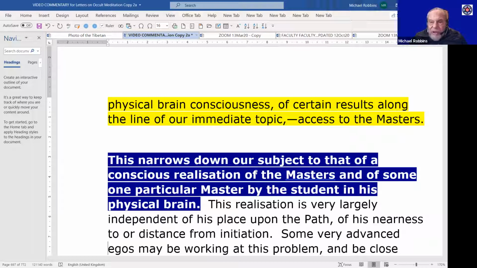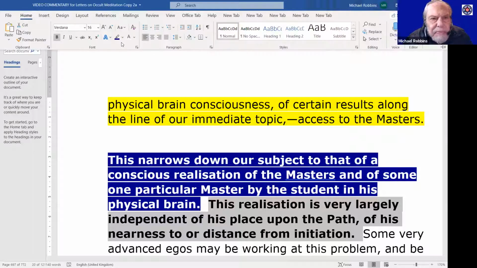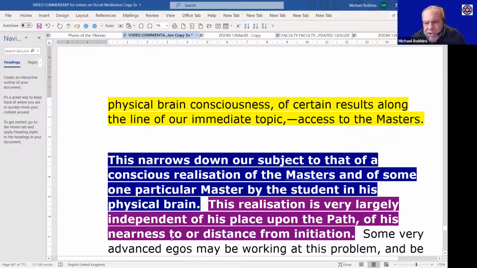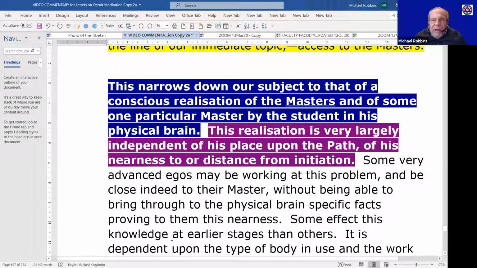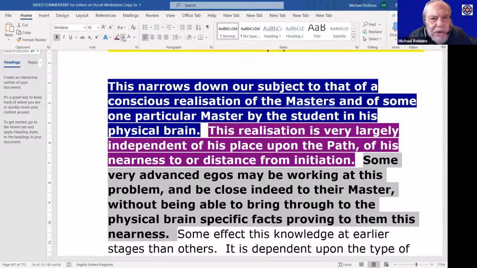Now, this is interesting. This realization is very largely independent of his place upon the path, of his nearness or distance from initiation. That is perhaps something we did not expect. Some very advanced egos may be working at this problem and be close indeed to their master, without being able to bring through to the physical brain specific facts proving to them their nearness. Well, maybe we can consider that an encouragement, at least for the future.